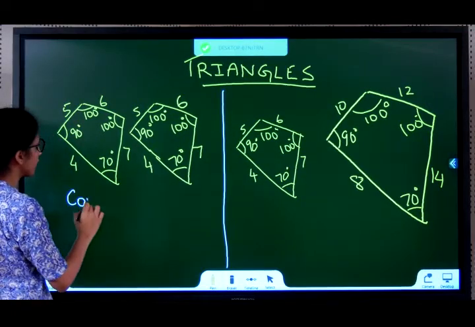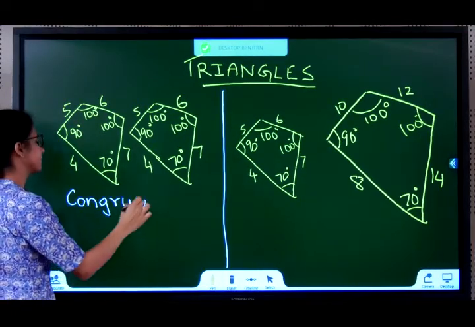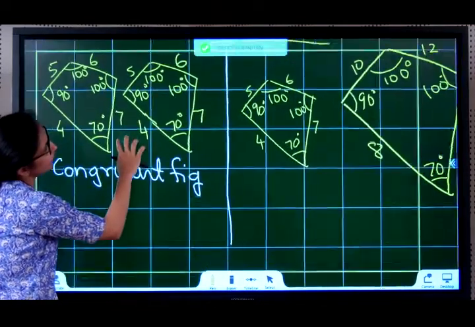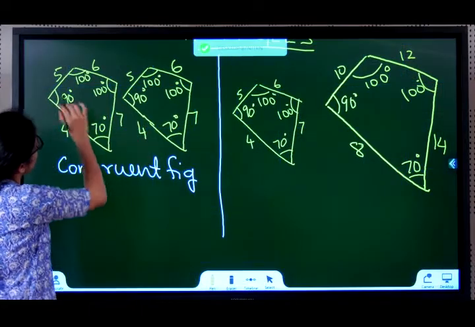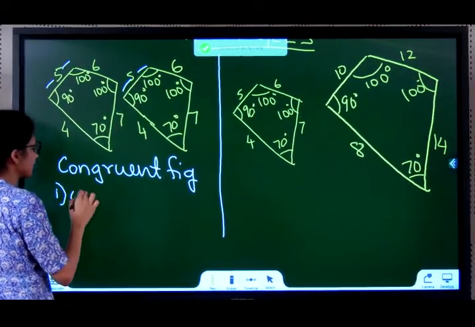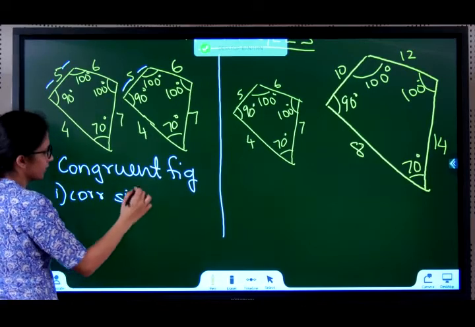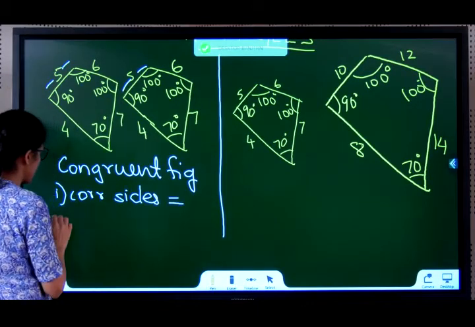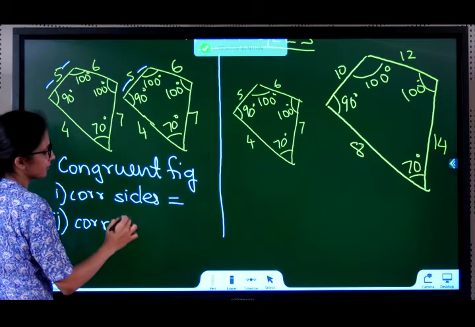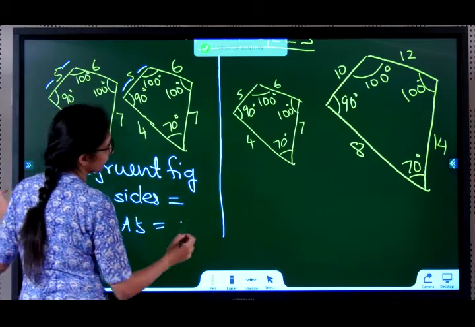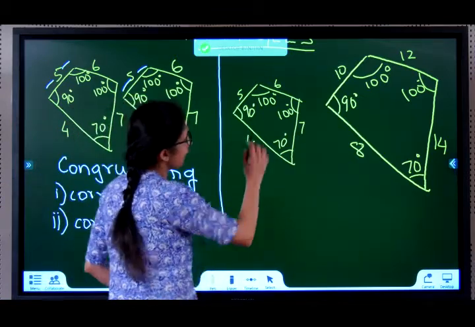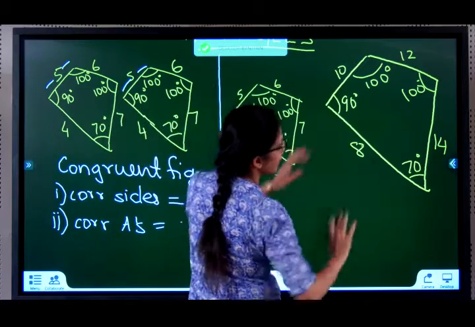So, for congruent figures, we can say, are all sides equal? No. Corresponding side, this 5 coordinates with this 5. So, corresponding sides are equal. Corresponding angles are equal. Coming to similar figures, see, if I zoom this itself, I get this.